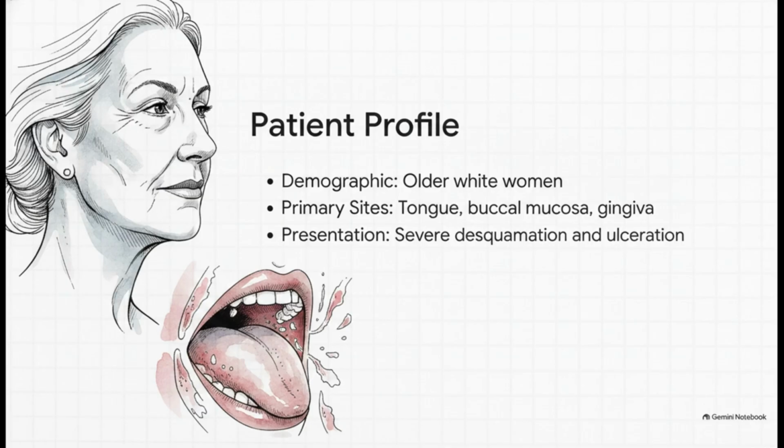And third, the presentation itself. Severe, debilitating desquamation and ulceration. Clinically, this usually shows up as fiercely painful erosions or irregular ulcers bordered by these peripheral white striae. And it's exactly those white striations that constantly confuse clinicians into thinking they're looking at erosive lichen planus. So when you see a board question describing a 65-year-old female with peeling, painful gingiva and buccal ulcers mimicking lichen planus, CUS absolutely needs to be on your radar.